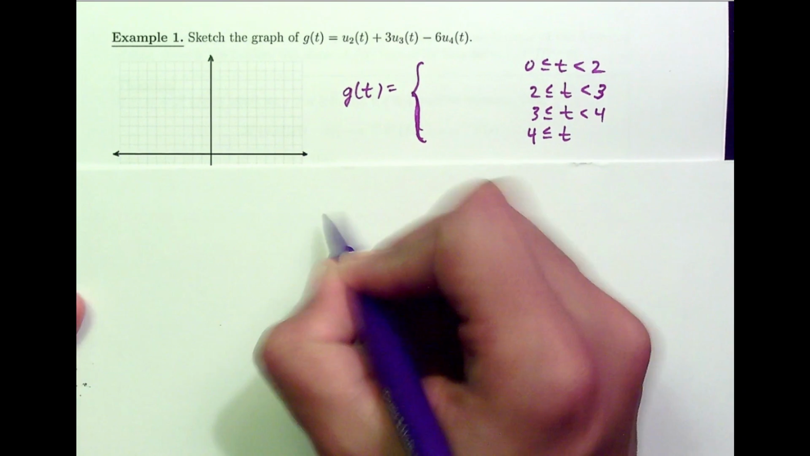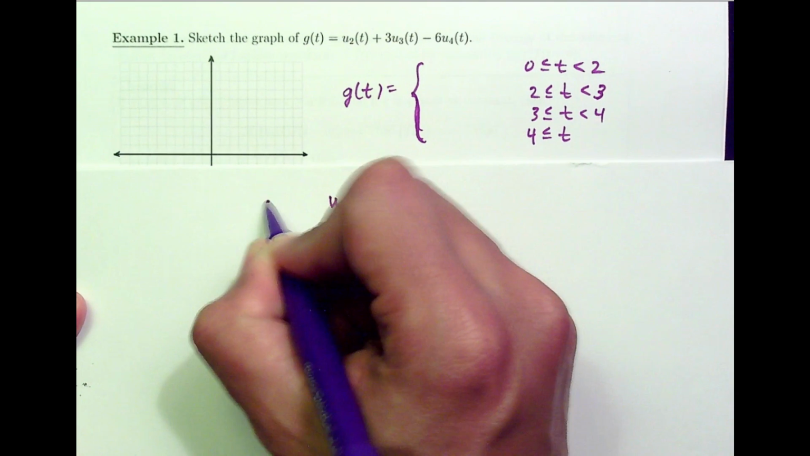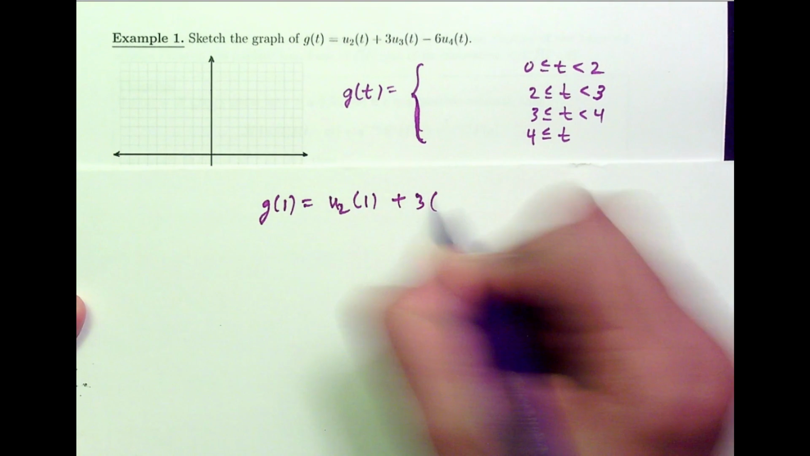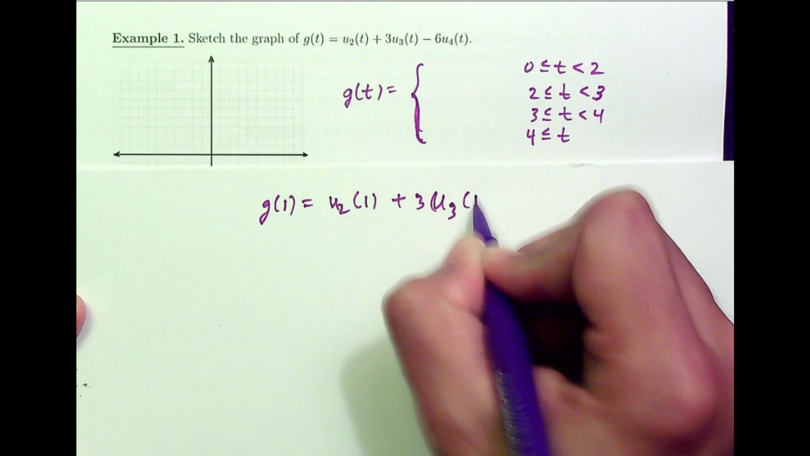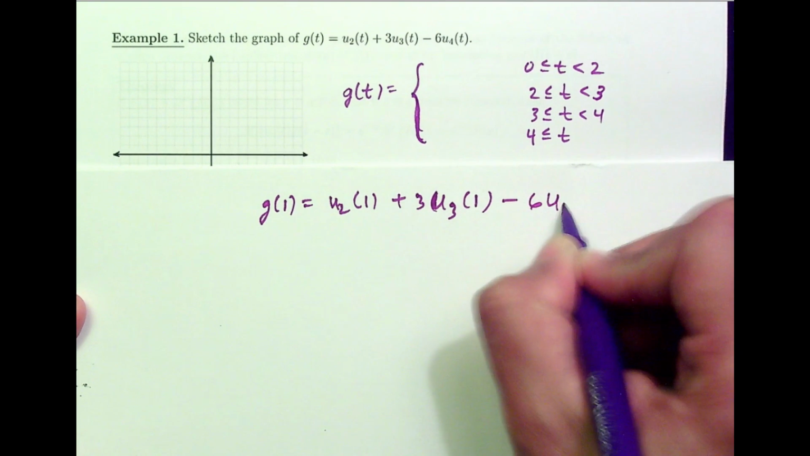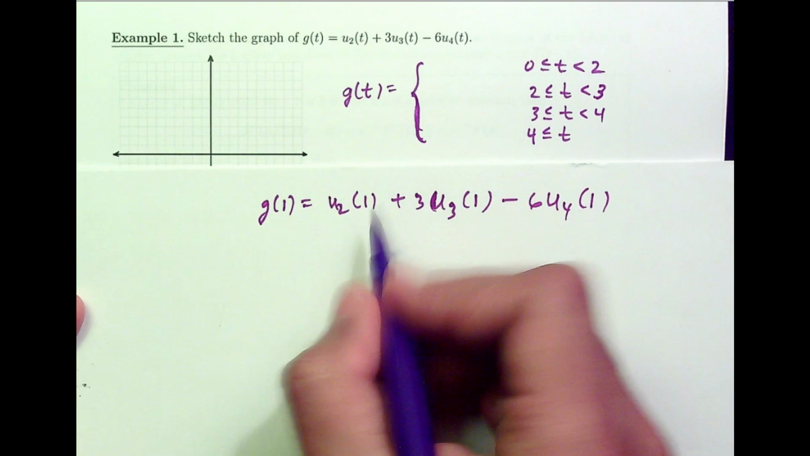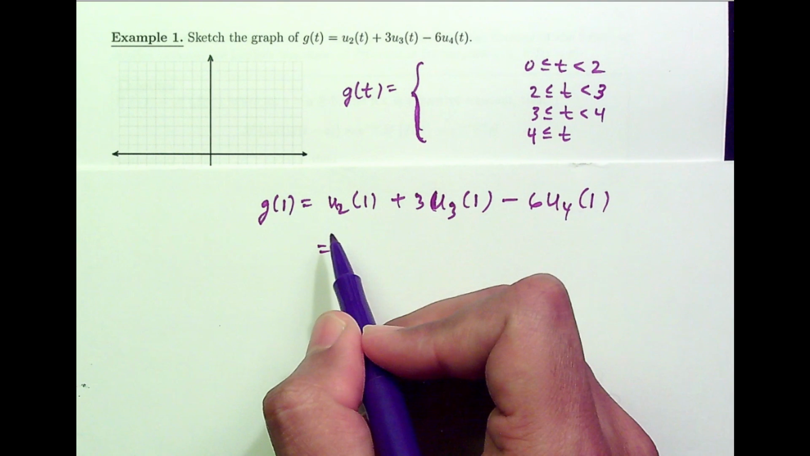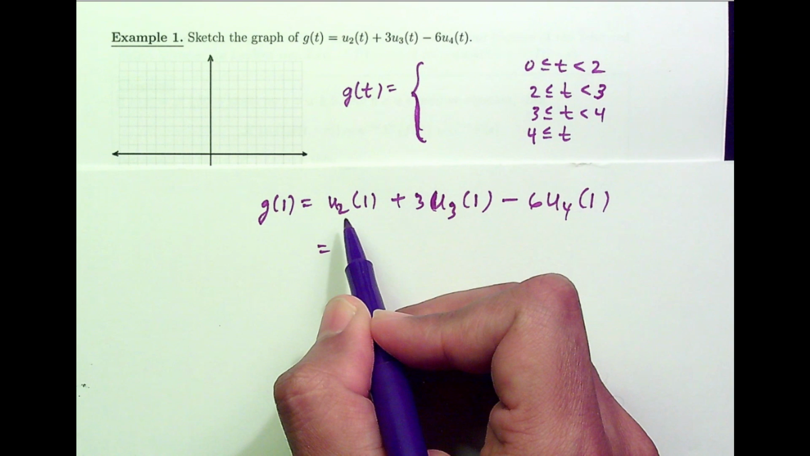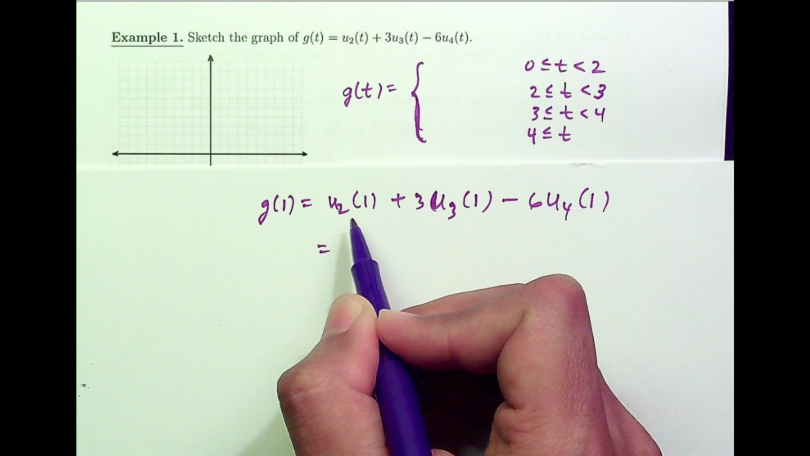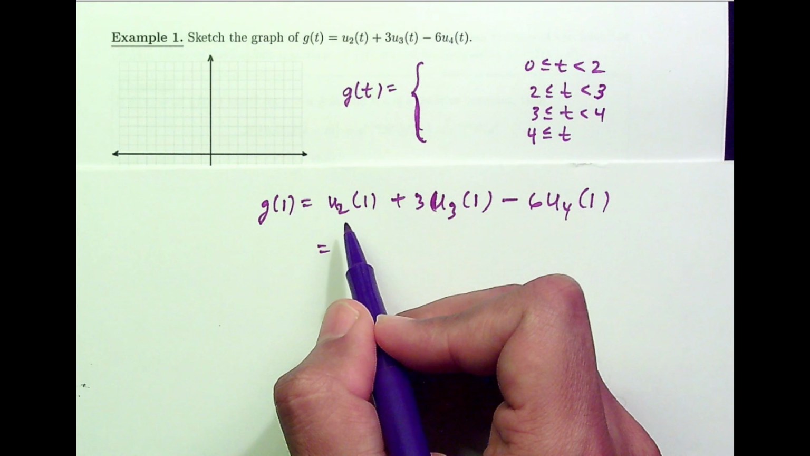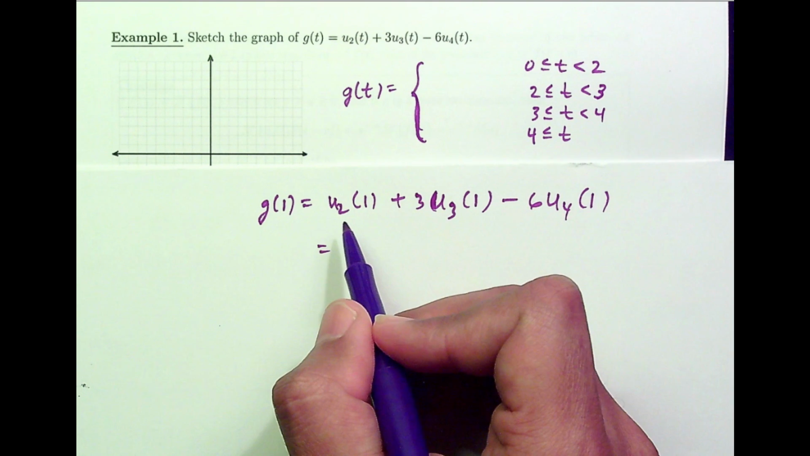So we have plugging in 1, so we're going to figure out what g of 1 is. u2 of 1 plus 3 u3 of 1 minus 6 u4 of 1. Okay, 1 is happening before 2. So remember that u2 switches on and becomes 1 right at 2. So before 2, it is off. So that means the value is 0.